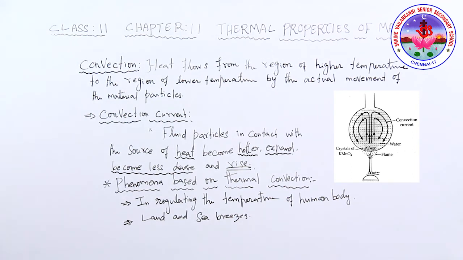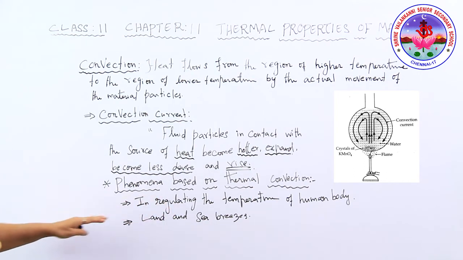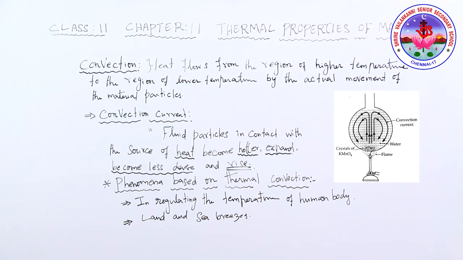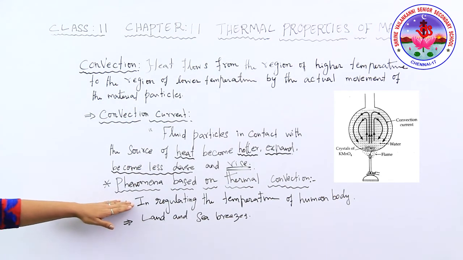The phenomena which are based on thermal convection: one we are seeing here is the regulation of the temperature of the human body. In the human body, the heart acts as a pump that circulates the blood through the different parts of the body. It transfers the heat by forced convection. This is what maintains the remarkably constant temperature in our body.